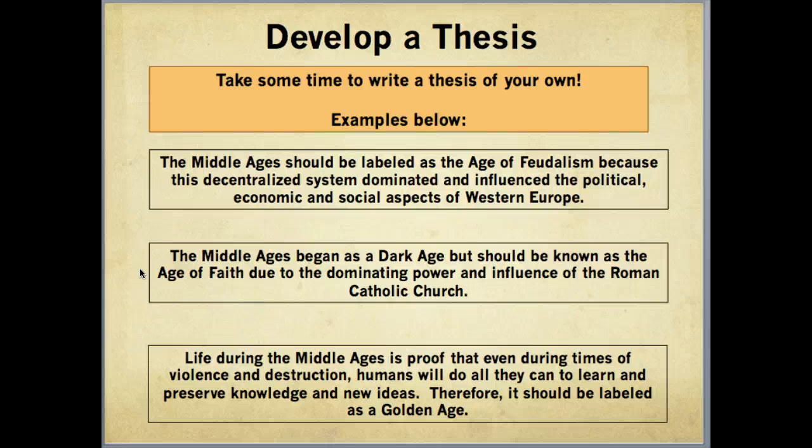Body paragraph 1 would be about power and body paragraph number 2 would be about influence. Thesis example number 3: Life during the Middle Ages is proof that even during times of violence and destruction, humans will do all they can to learn and preserve knowledge and new ideas. Therefore, it should be labeled as a golden age.